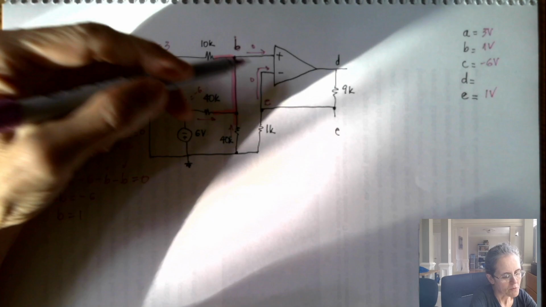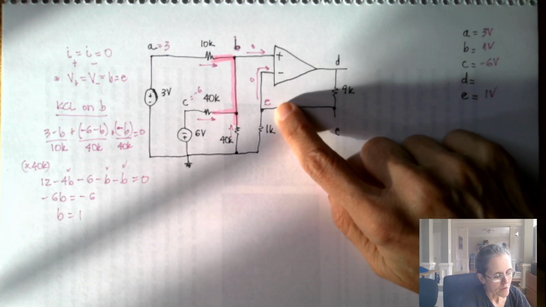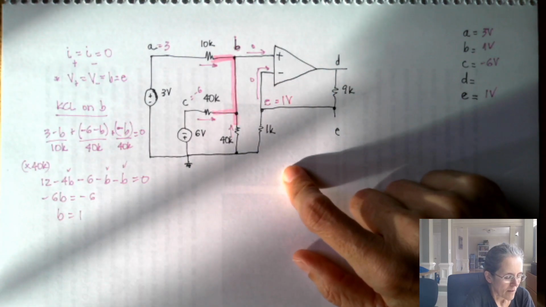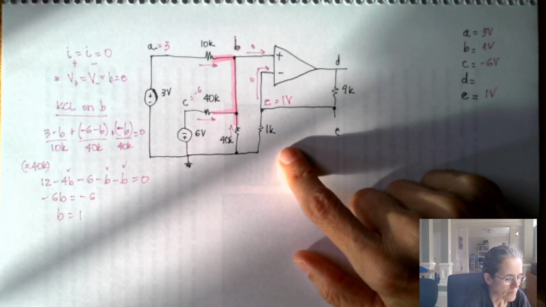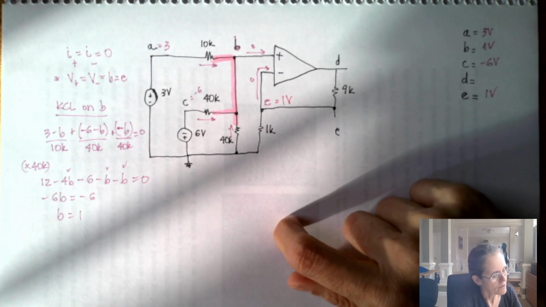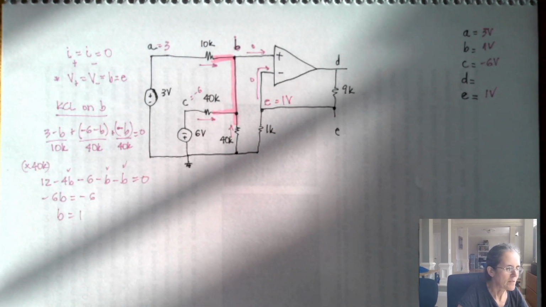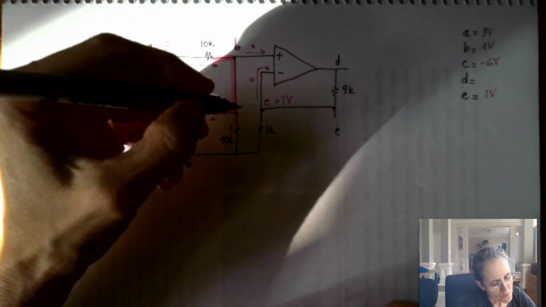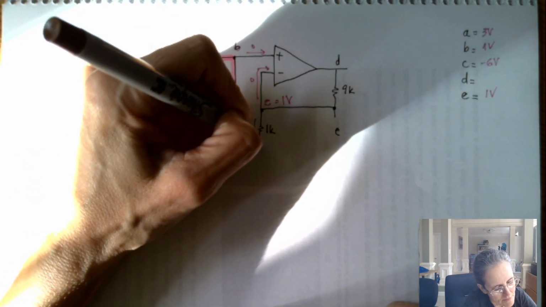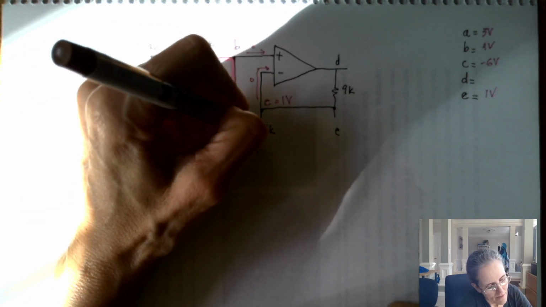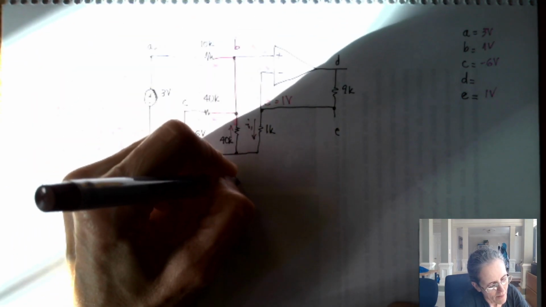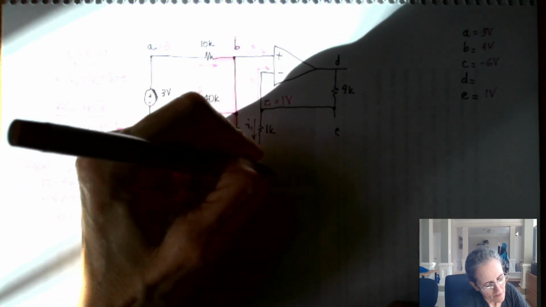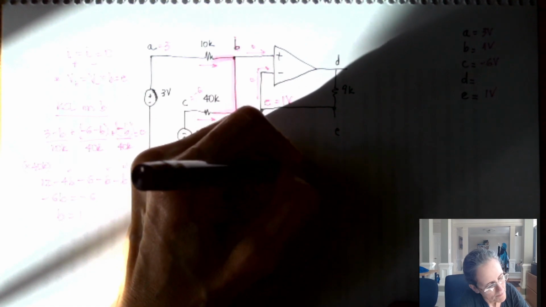So I already know that B equals E. So if E is 1 volt, I now know the current. Let me change color because this is sort of a second part of this circuit. So now if E is 1 volt, I know that this current here, I1, is 1 volt divided by 1K, which is 1 milliamp.